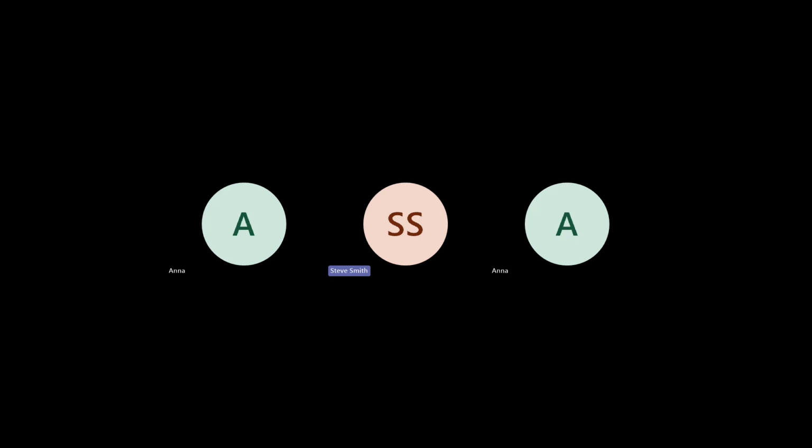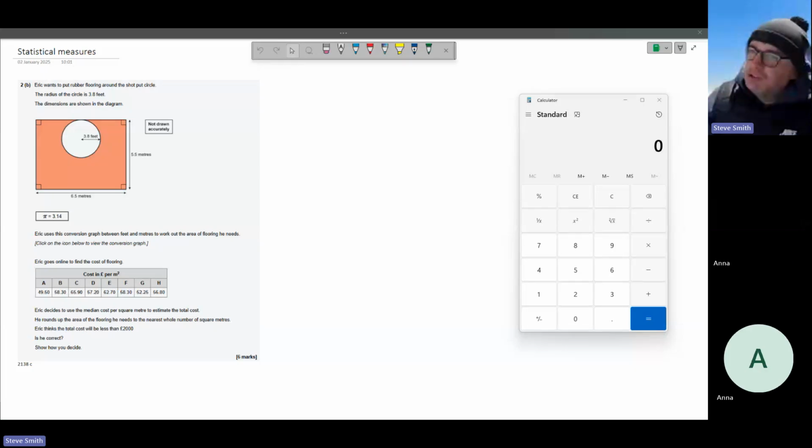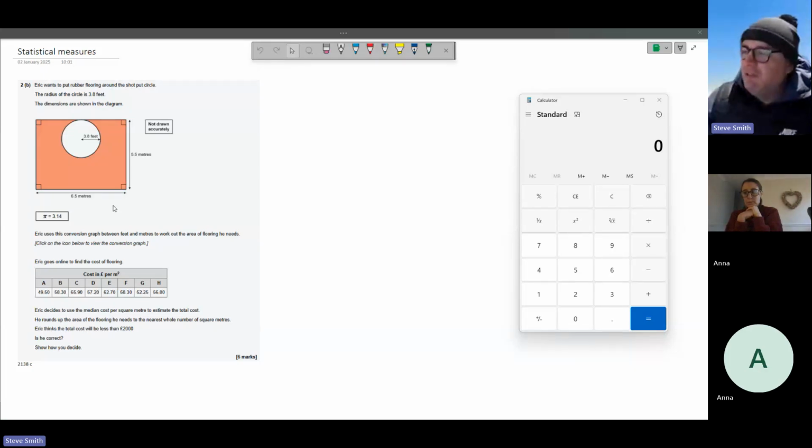Averages appear in different formats. There's definitely at least one question on averages in every exam. You can see this one here, 6 marks. An average question won't be solely 6 marks, but as you can see, there's the one word there, median. That means it's an average.